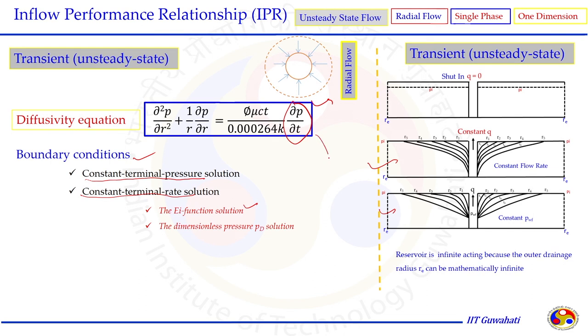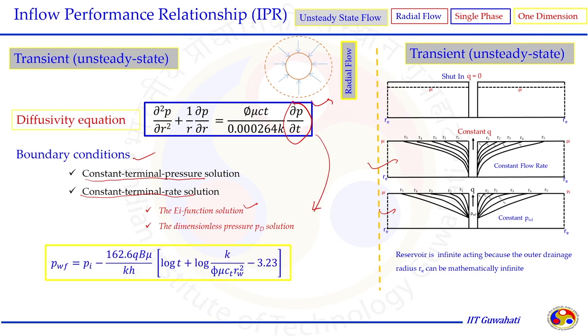With the help of higher mathematics, we can solve this diffusivity equation, and that will give us the solution, that is PWF, the pressure at the wellbore, in the form of PI, that is the average reservoir pressure. And then we have the fluid properties and reservoir properties in the expression. Now additional terms are appearing, that is log T with respect to time, at what time you are going to apply this transient flow condition. So the time will appear here, because in the transient flow condition, the pressure is changing with respect to time as well as with respect to location.